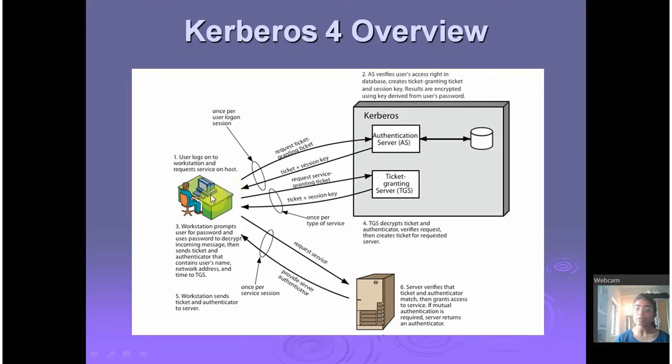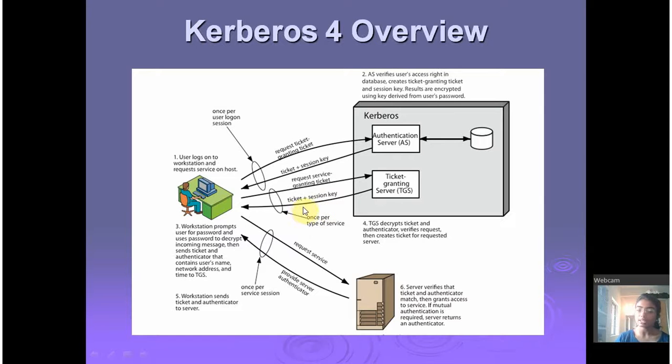Now when we want to access a resource in our system, say a print server or a file, the ticket granting ticket is sent to a ticket granting server, which is again present in the key distribution center. The ticket granting server verifies the authenticator and other user details, and sends us back a second ticket which contains two instances of our session key.